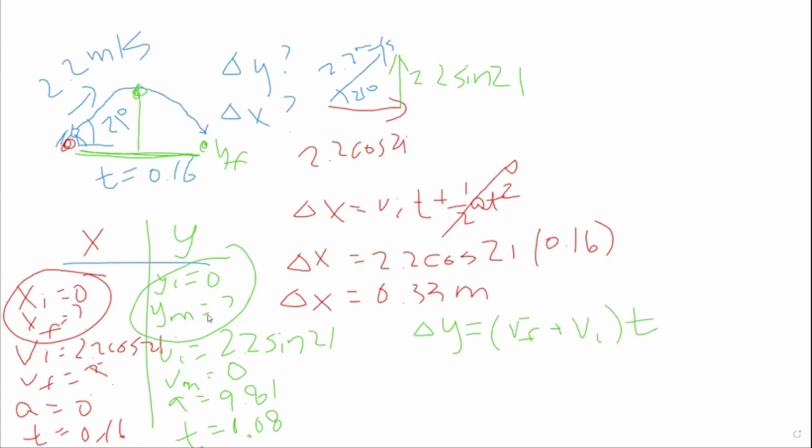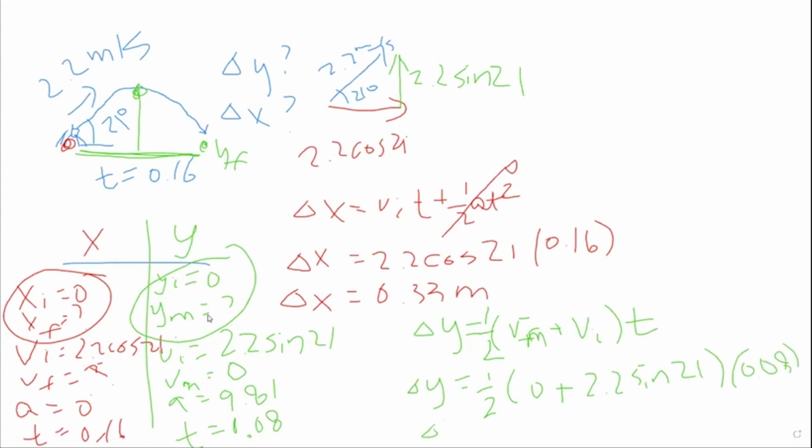Is this the right formula? I'm trying to go off my memory. I think it's 1/2 times V initial plus V final, times T. Just one half, yeah. Okay, so change in y equals 1/2. My V final or V midpoint is going to be 0, plus 2.2 sine of 21 is V initial, and then T is going to be 0.08.